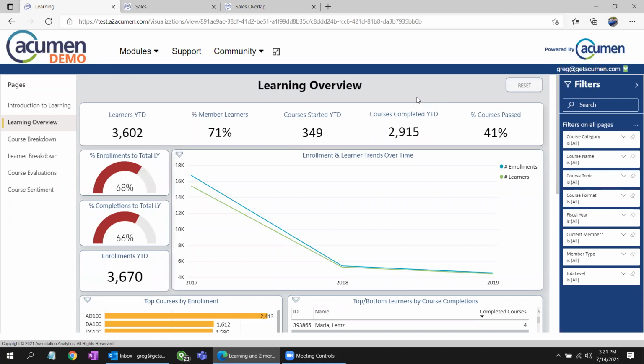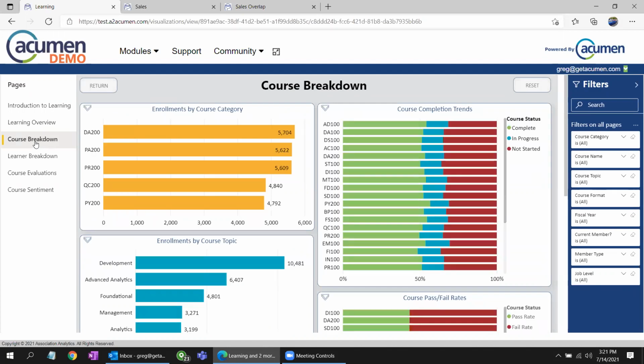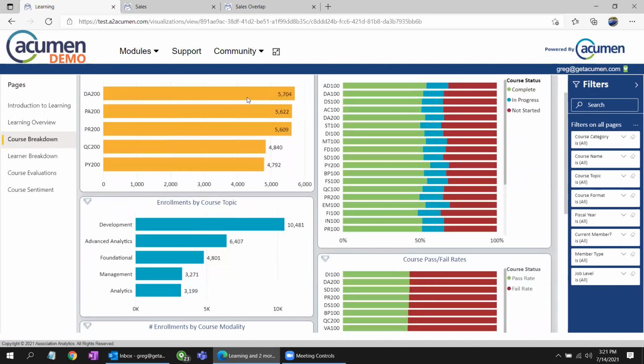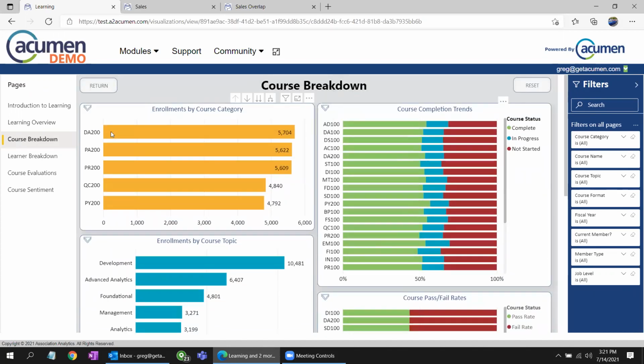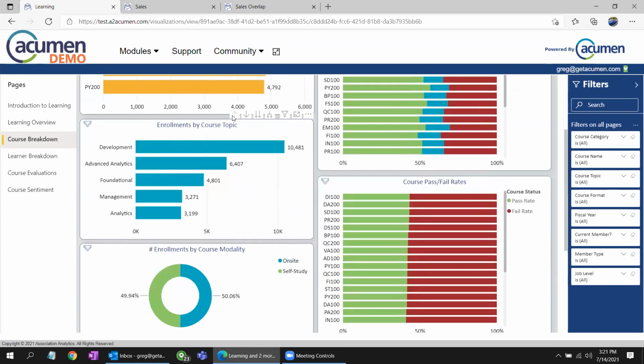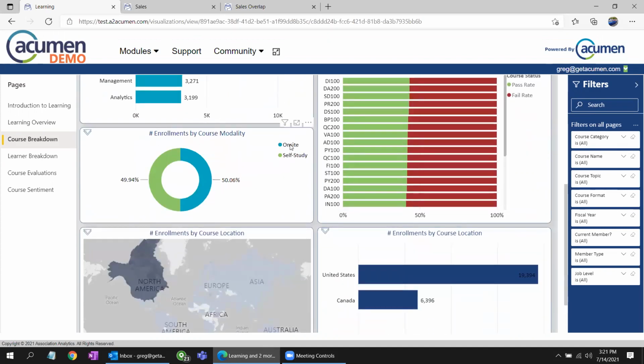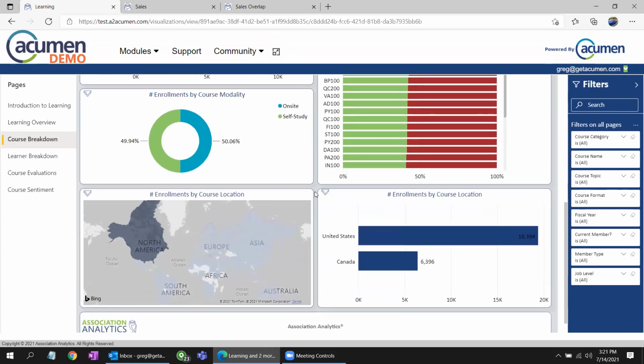So in learning, we need to categorize our courses. This is one of the primary ways we're going to start using that taxonomy. And my courses, I'm categorizing them by the course category itself. I've got this internal code system that makes sense to our association. I've got things like course topics. Is this related to development, analytics? Is this management? I've got modalities as well. Is this on-site? Is this self-study? We may want to look at regions or geographies where these courses are being consumed. Are they taken inside the US and Canada?